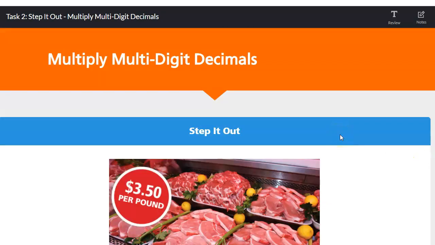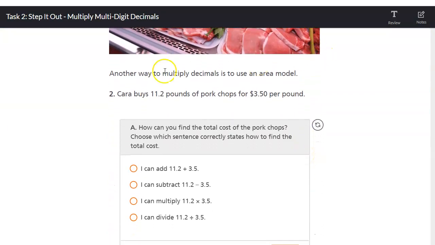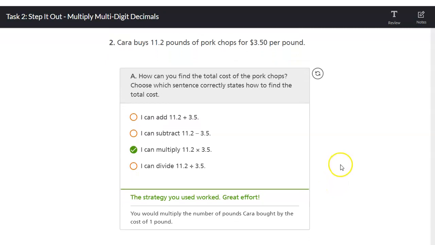Okay, this next one, Kara buys 11.2 pounds of pork chops for $3.50 per pound. So what we need to figure out is how you can find the total cost. To find the total cost, we're going to be multiplying 11.2 times 3.5. Just like that. You would multiply the number of pounds Kara bought by the cost of 1 pound.